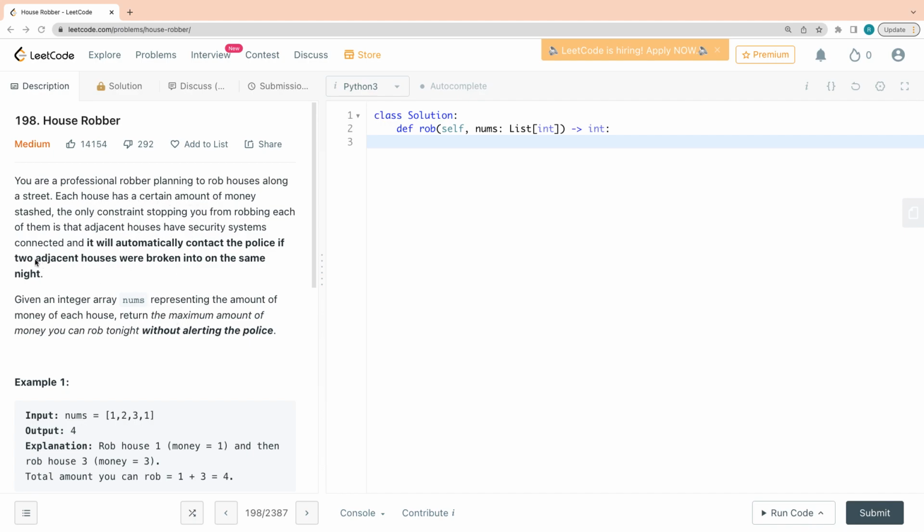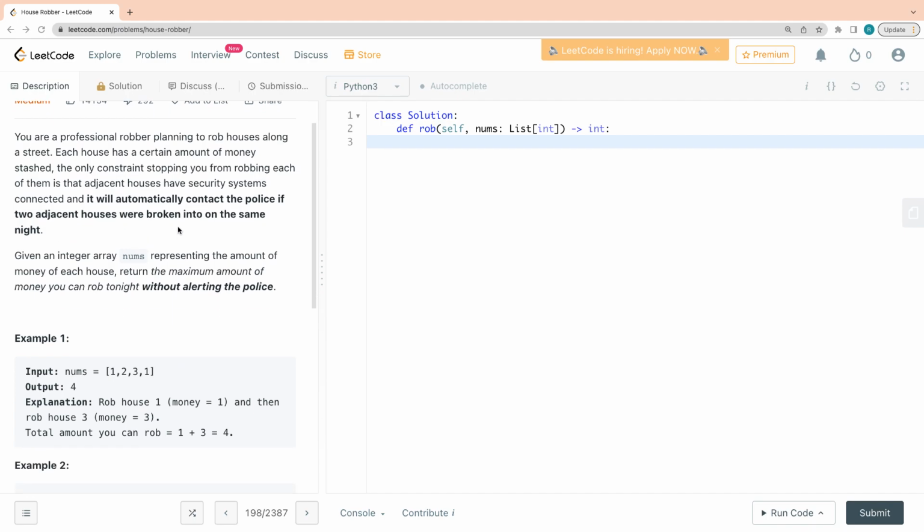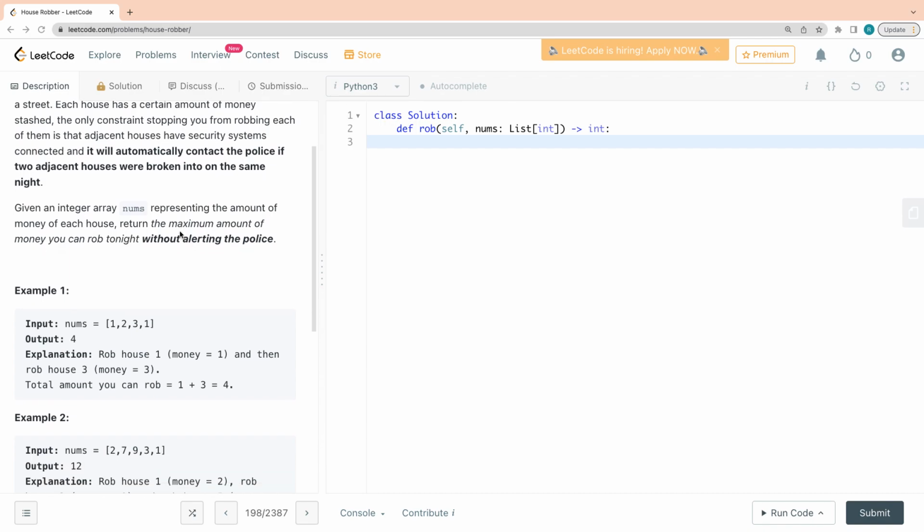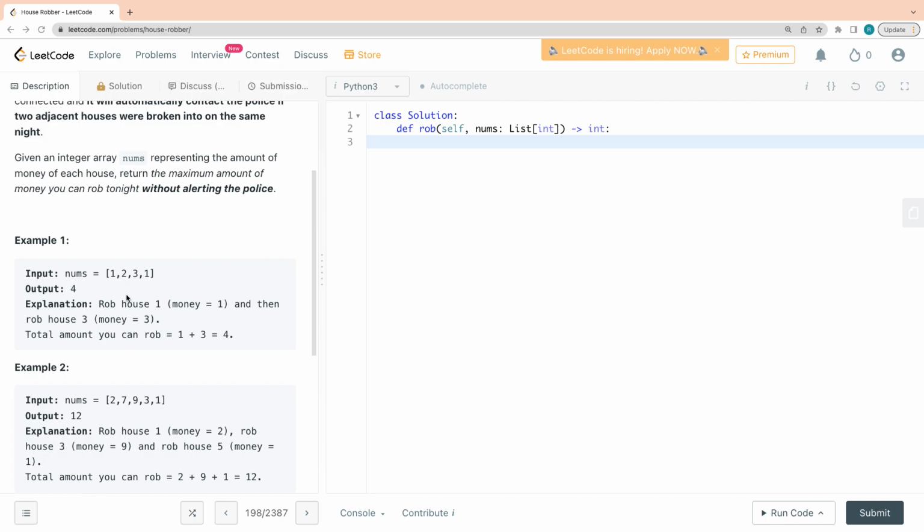Basically, there are adjacent houses, and you have to rob the houses, and you cannot rob two houses which are adjacent to each other, right? So we have to maximize the profit of robbing. Just take a look at this particular example. These are the houses which are given with their stash monies. So how are you going to rob this?